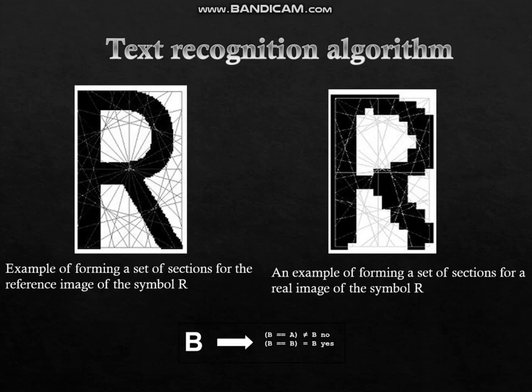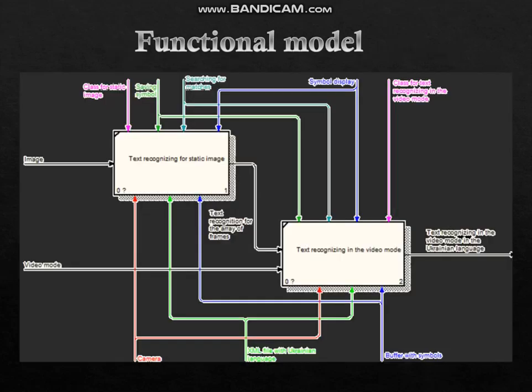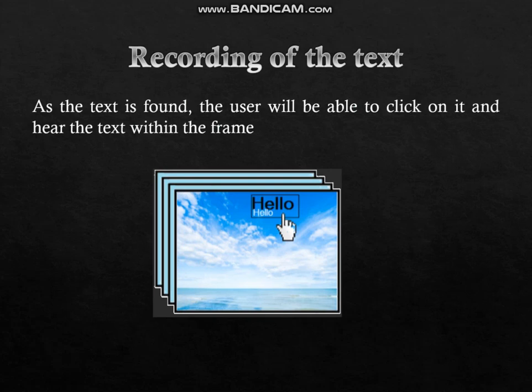The text recognition is as follows. A character is taken from the screen and compared with a character from the XML file. To compare characters from an image and from an XML file, the character in the image is converted to a specific standard, namely the font and its size change. When the symbol from the image and the file are compared, this uses a script to compare characters from OCR technology. Once a character is found, it is stored in a temporary buffer that sequentially accumulates the characters. As the text is found, the user will be able to click on it and hear the text within the frame.